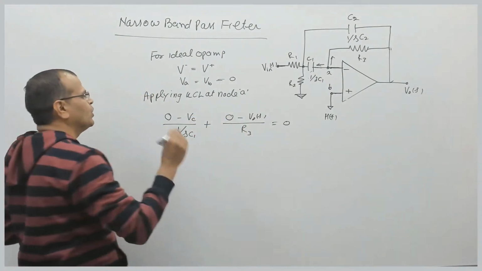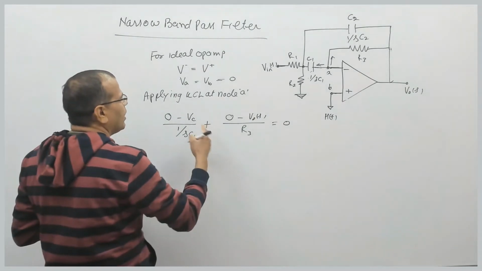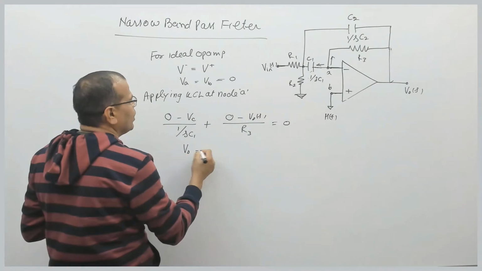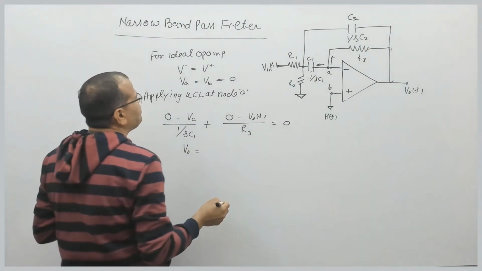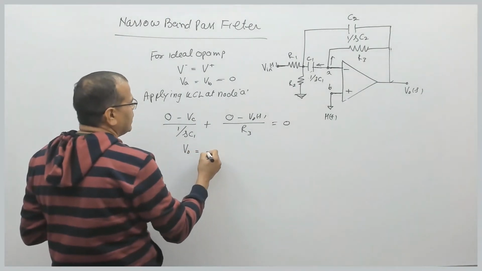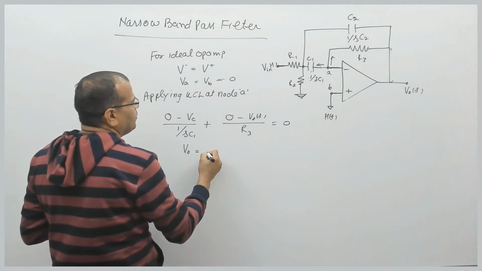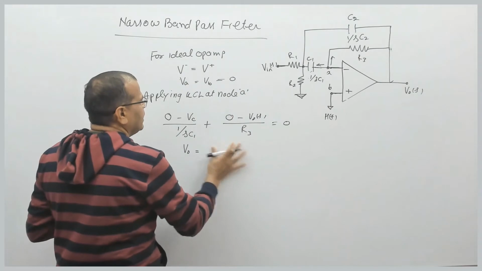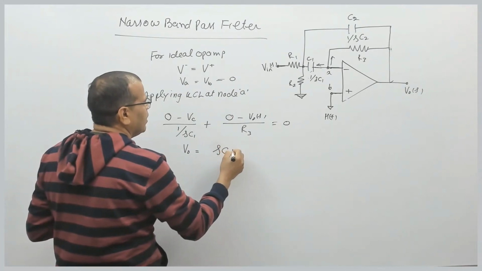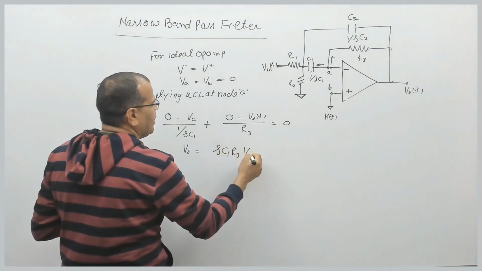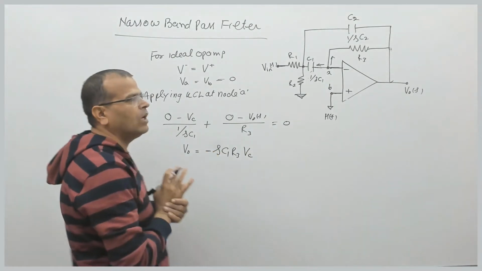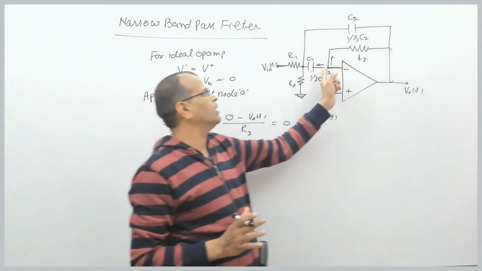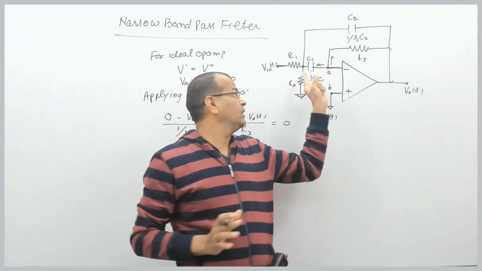That's it. So what do we have? I have the relationship between VC and V0 now. So V0 will simply be equal to −SC1R3 multiplied by VC, with the negative sign outside. That's it. This is the voltage V0 in terms of VC, right?